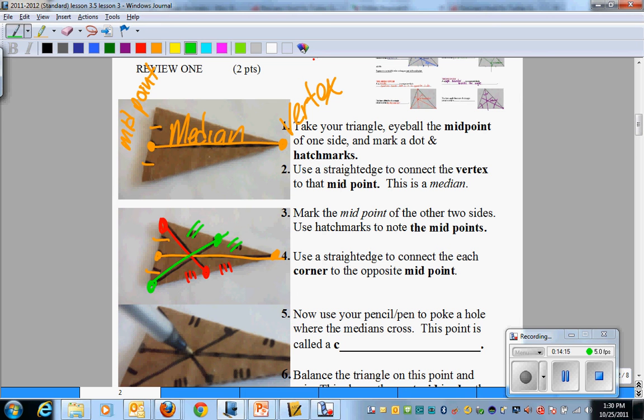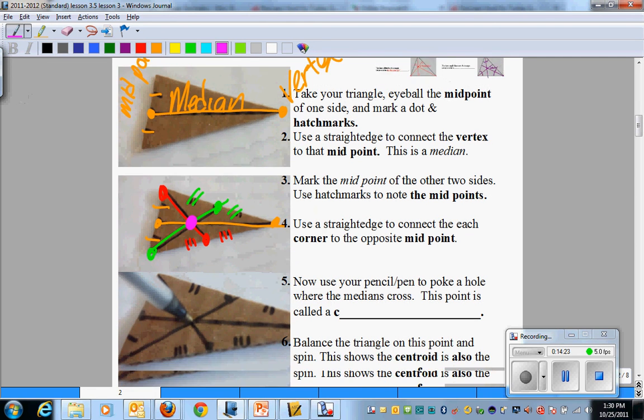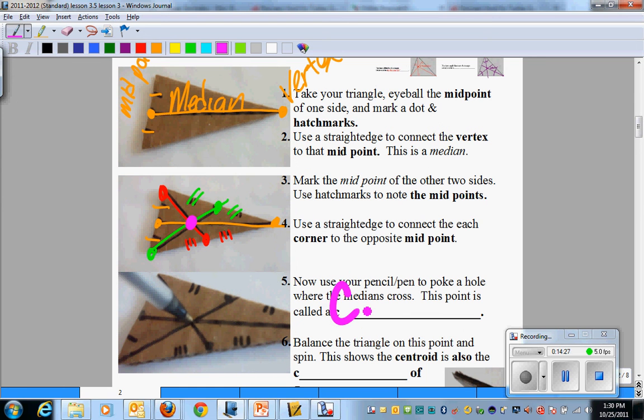We have 3 medians. I want you to darken the point where they cross. What's that called? That has a name. Raise your hand if you know what that name is. Centroid. Nice job. That means you watched the videos last night. Okay, centroid. Now, it has another name.